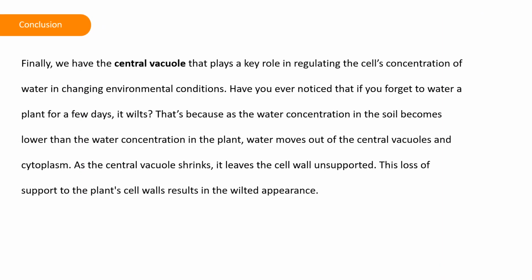Finally, we have the central vacuole that plays a key role in regulating the cell's concentration of water in changing environmental conditions. Have you ever noticed that if you forget to water a plant for a few days, it wilts? That's because as the water concentration in the soil becomes lower than the water concentration in the plant, water moves out of the central vacuoles and cytoplasm. As the central vacuole shrinks, it leaves the cell wall unsupported. This loss of support to the plant's cell walls results in the wilted appearance.